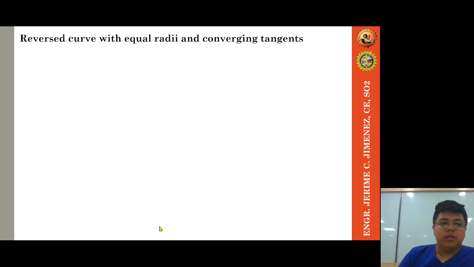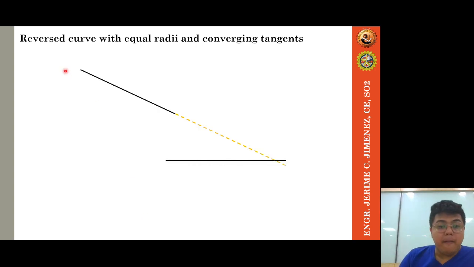Type 3. So, type 3, this is a reverse curve with equal radii and converging tangents. So, now, their radii are equal, but the tangents converge, or they will meet. Okay? So, let's draw the back tangent and the forward tangent. So, this will be your back tangent. This is your back tangent. This now will be the forward tangent.